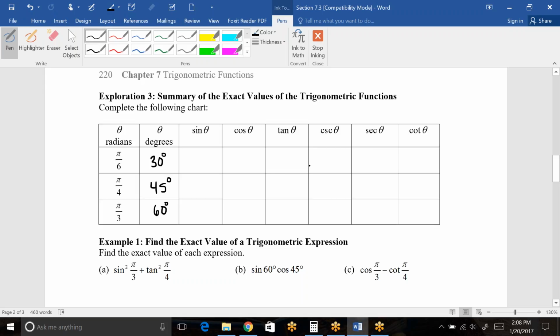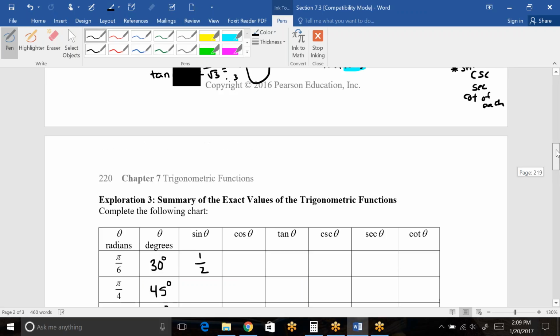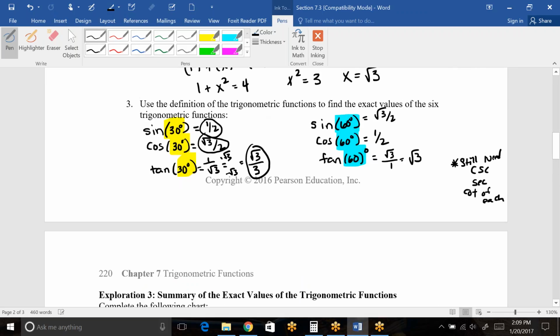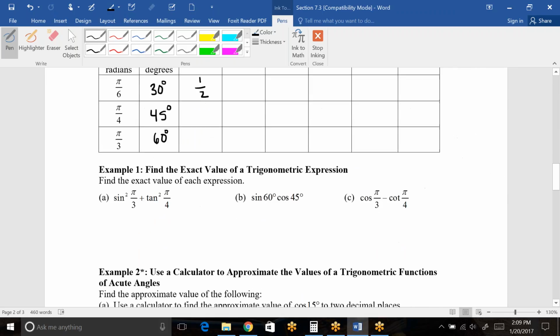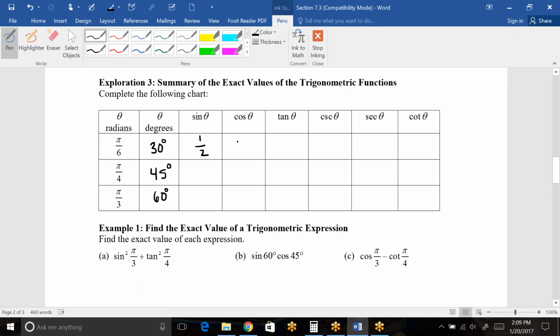And what we learned, and you can go back to your page before, is that sine of 30 degrees was 1/2. We just found that right up here. And that meant that cosine of 30 degrees was the square root of 3 over 2. Tangent of 30 degrees was square root of 3 over 3. Or remember, that also started out as 1 over square root of 3. That's what it was before we rationalized it.